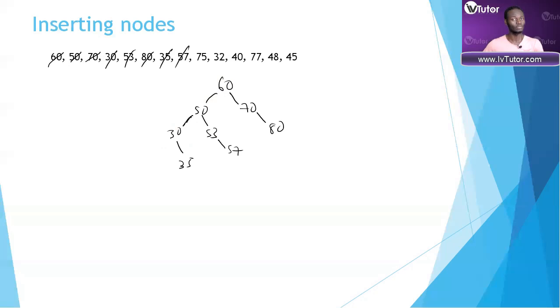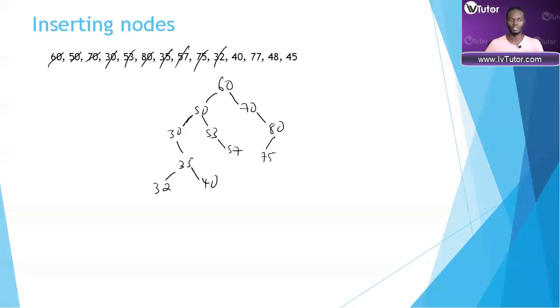Then we go to 75. Sorry, greater than 60, greater than 70, less than 80, which means it goes on the left of 80. Next up is 32, which is less than 60, less than 50, greater than 30, but less than 35, which means 32 goes there. 40, less than 60, less than 50, greater than 30, greater than 35, which means it goes there.